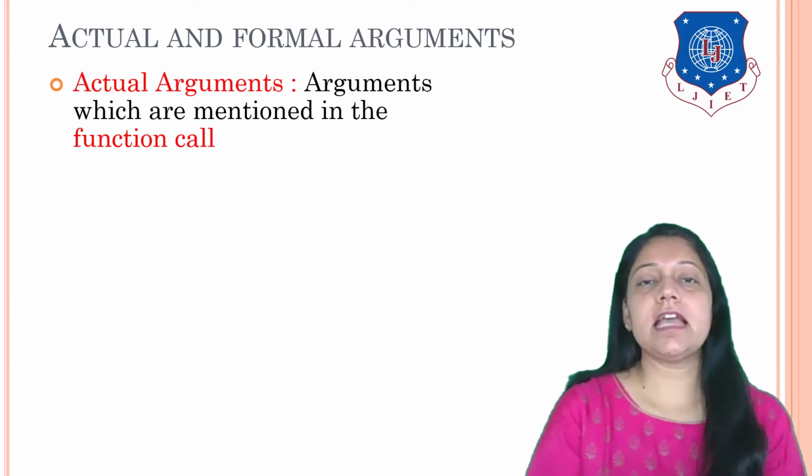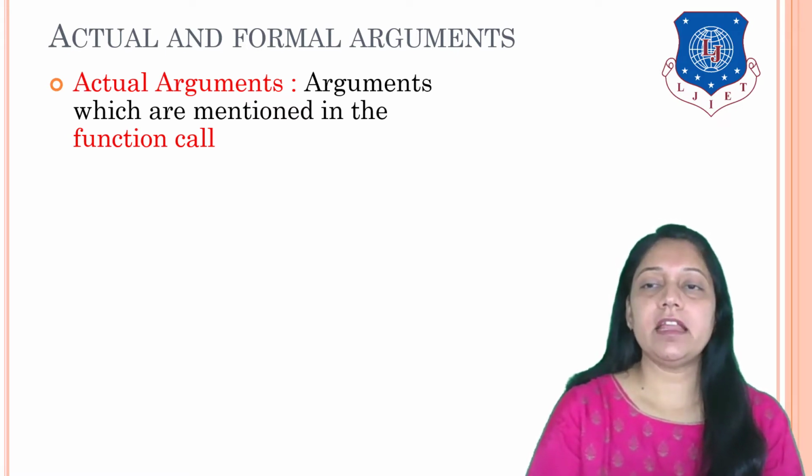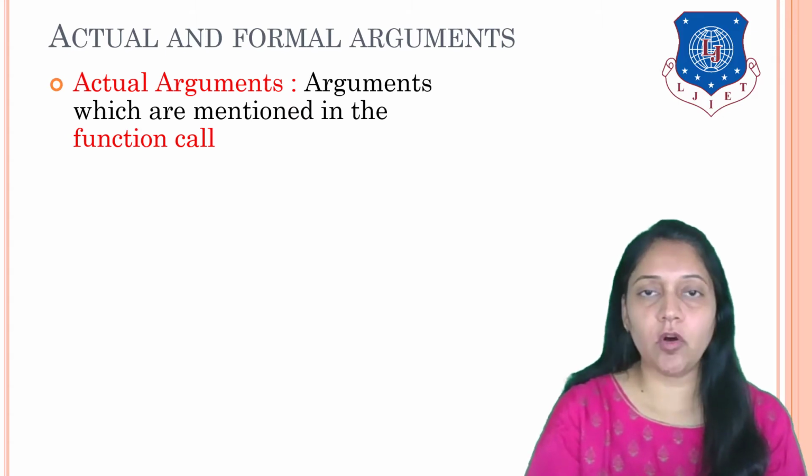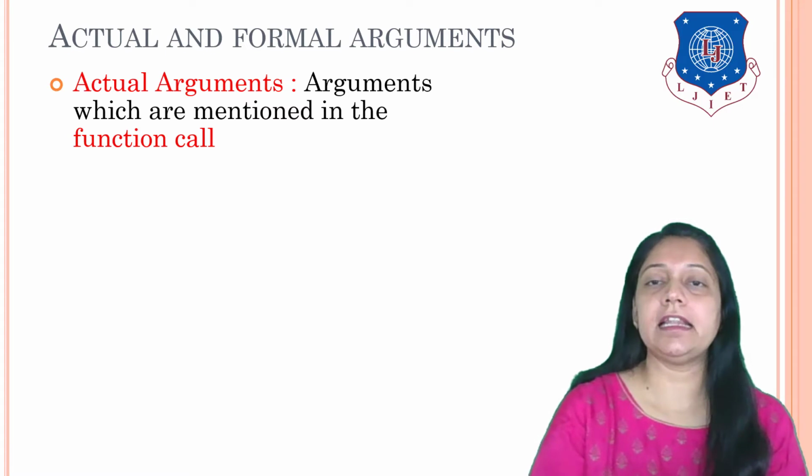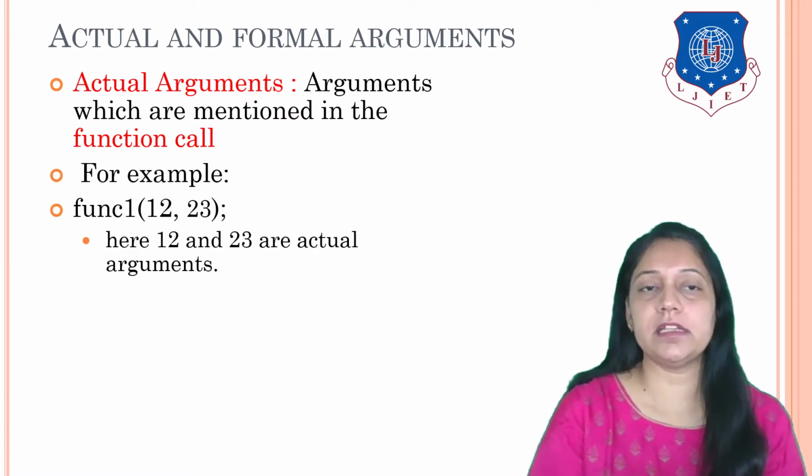Now the first one is actual arguments. The arguments which we mention during the function call are known as actual arguments. It means that whenever we are doing a function call, if we are passing any arguments during the calling of the function, those are known as actual arguments.